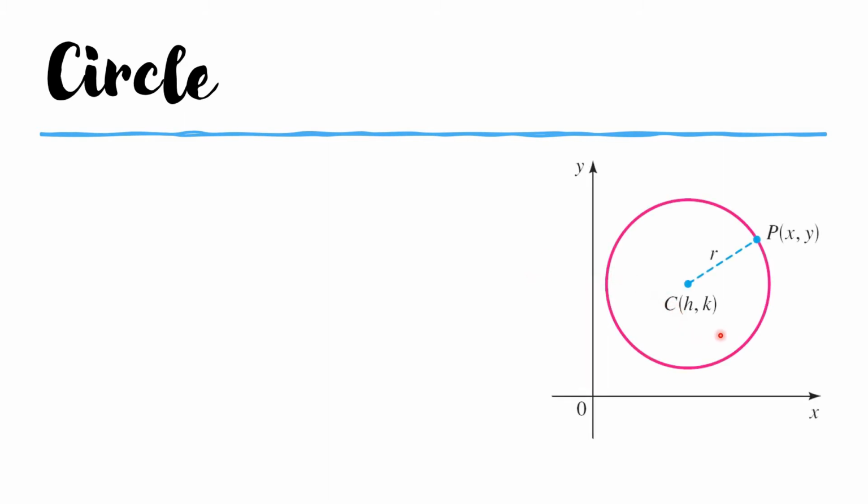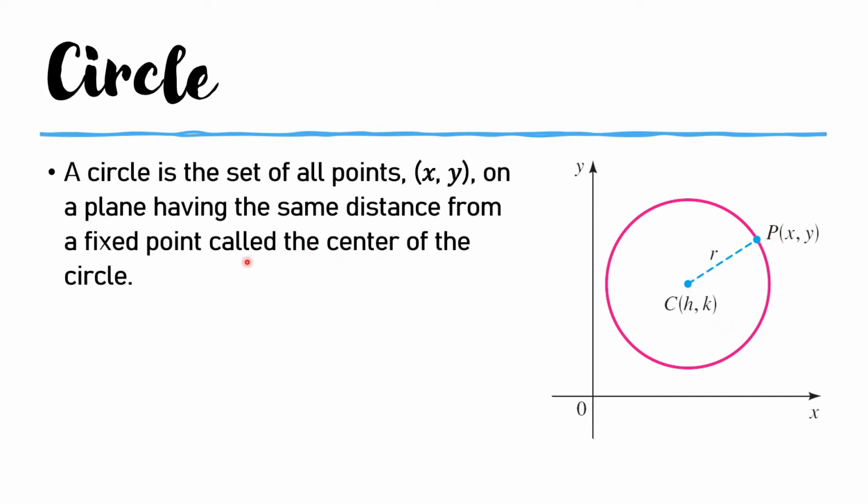So here we have a circle plotted on a Cartesian plane, center at (h, k), and we have point (x, y). Based on the definition of a circle, it is the set of all points (x, y) on a plane having the same distance from a fixed point called the center of the circle. So kahit pa saang ipwesto yung point P na to around the circle, pag kinuha natin yung distance niya from the center is always the same or fixed.